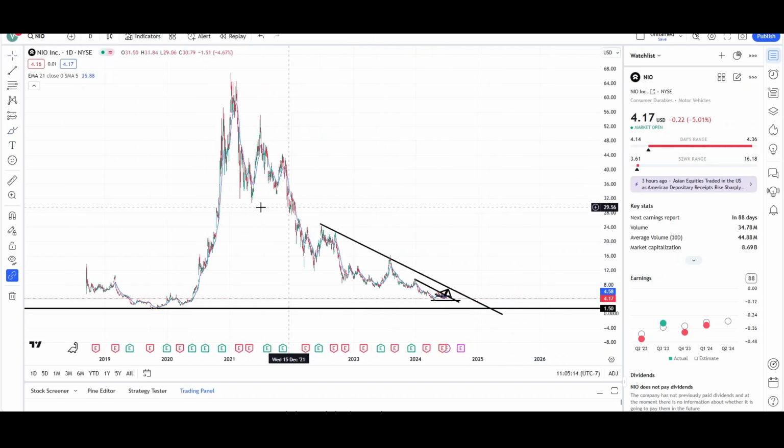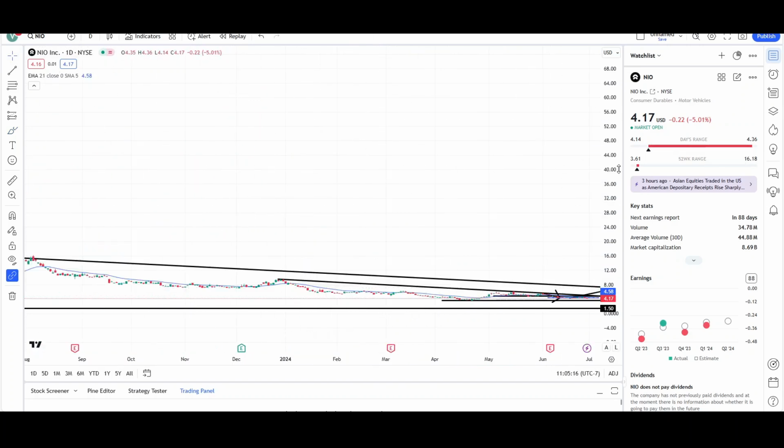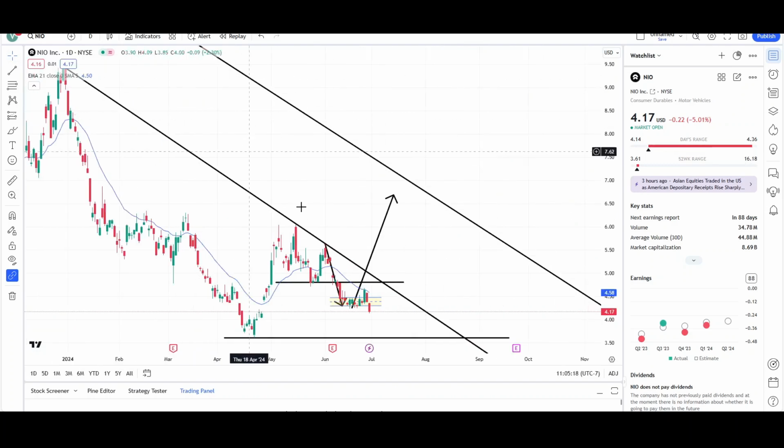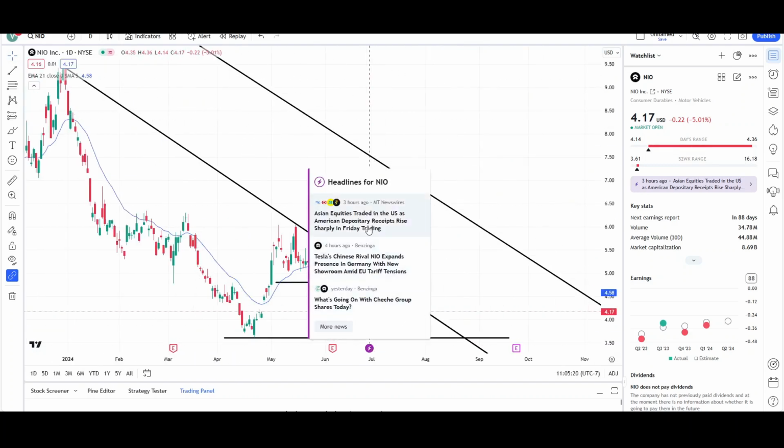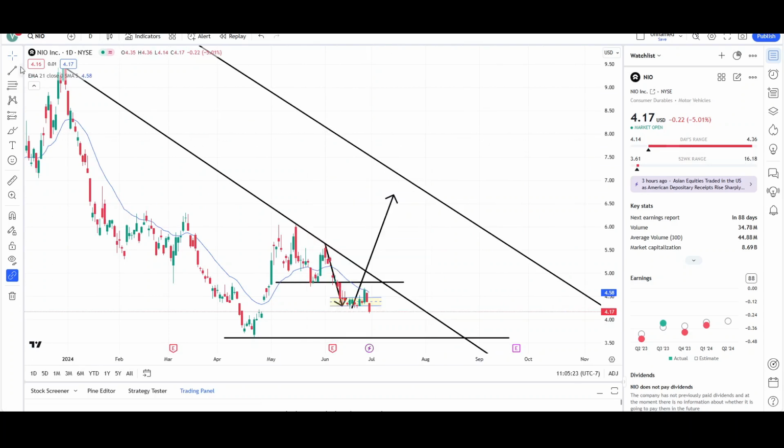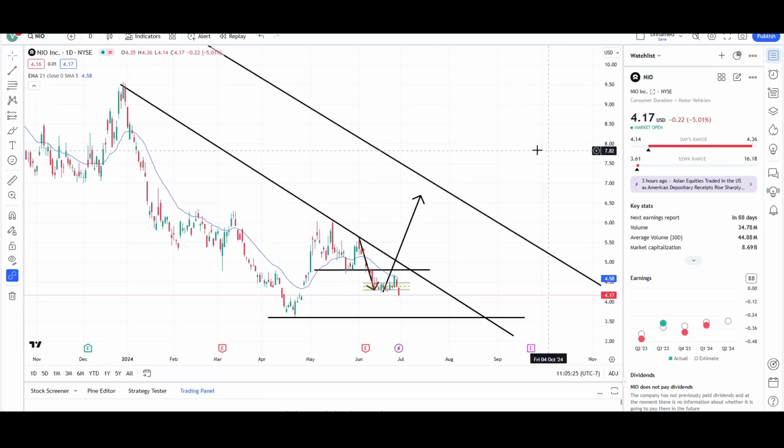But unfortunately, that's all I have for NEO on the daily and weekly charts. It's just bad news. Technically, it's breaking down lower, and then most likely we're going to see more downside for NEO. So that's all I have for NEO this week, Friday.